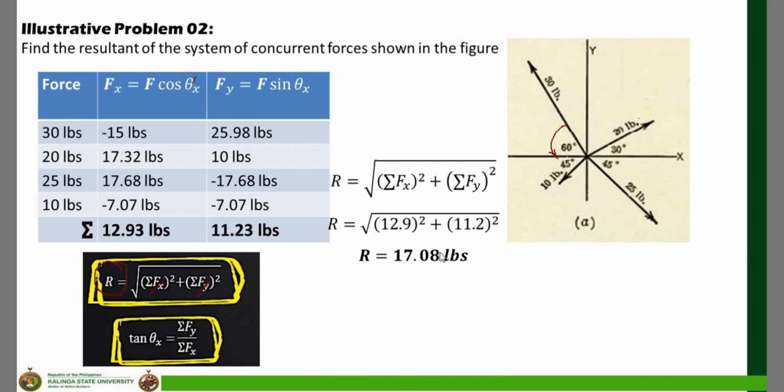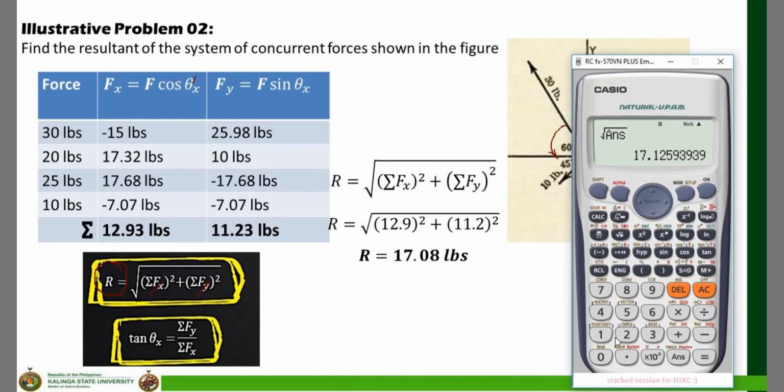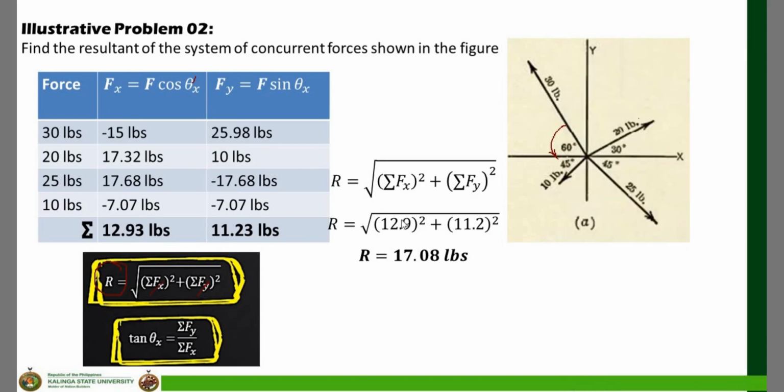Or, here my answer is 17.08 because I only consider one decimal point: 12.9 squared plus 11.2 squared. Yeah, 17.08. But during your quizzes and exams, indicate how many decimal points to consider so that we will all have the same answer. But nevertheless, the process on how you are going to solve for the value of your resultant is this one. Okay, this is the process.